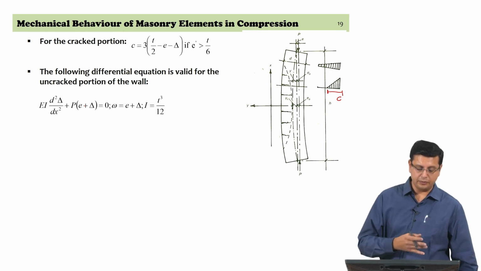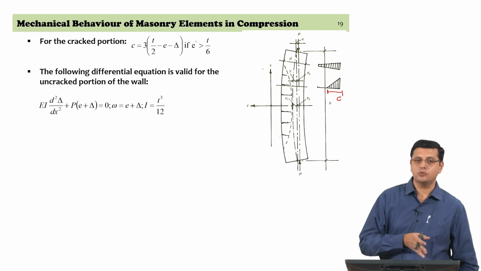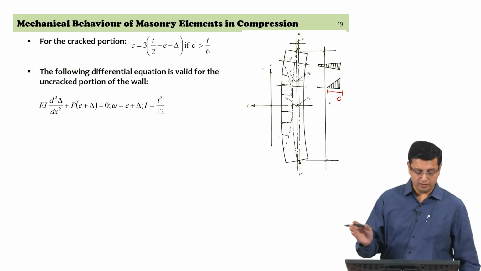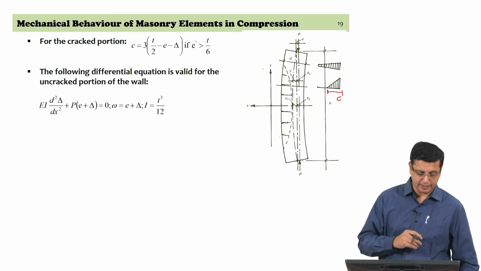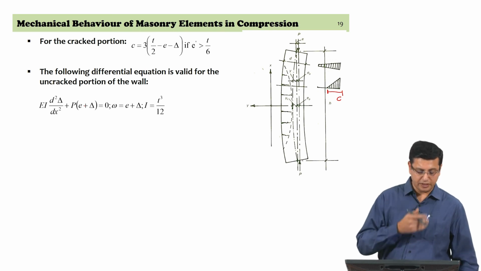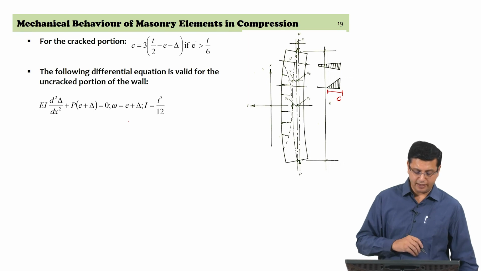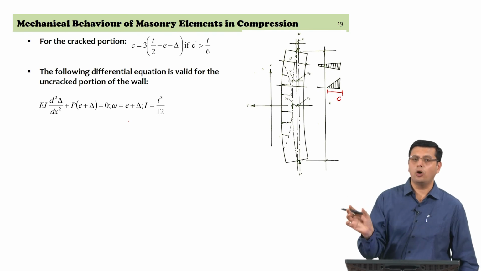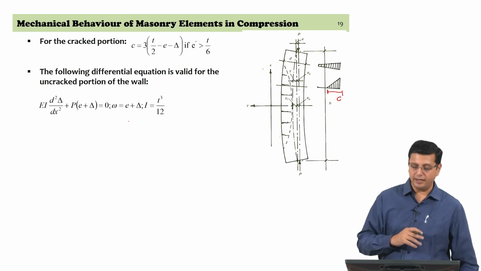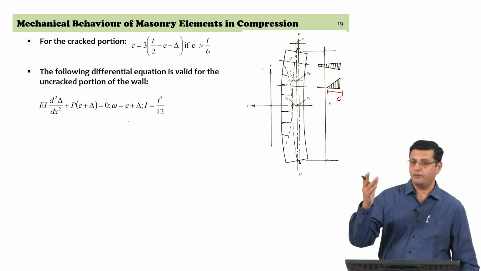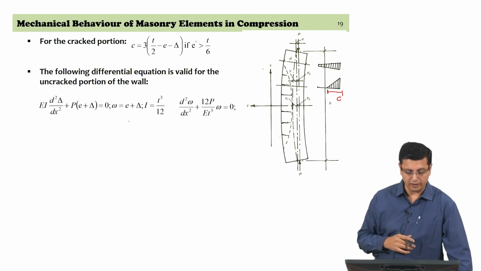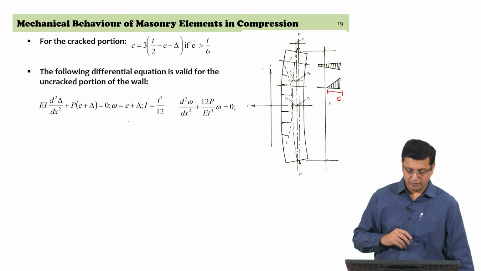So, we write the differential equation in terms of EI d square delta by dx square plus P into the total deflection, E plus delta, eccentricity plus delta, is equal to 0. That is your differential equation here. This E plus delta is represented as omega in the next set of calculations, and we are looking at unit length of wall. So, the second moment of area I is L T cube by 12 for unit length of the wall, so 1 into T cube by 12 for the rest of the calculations. So, that is the differential equation from the first expression taken forward.